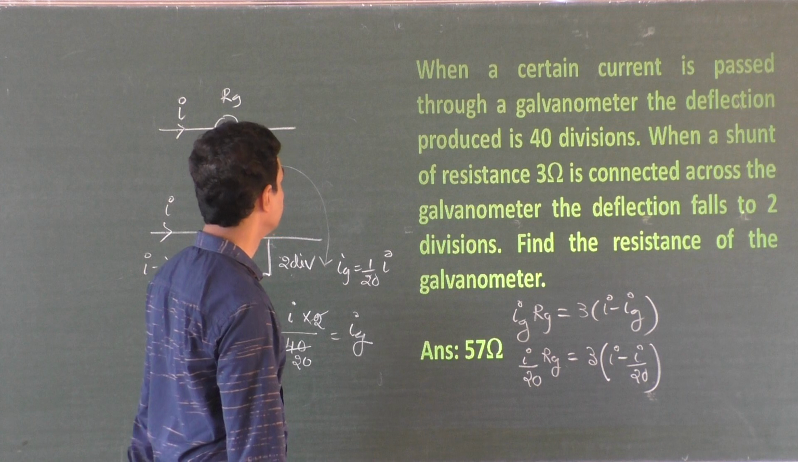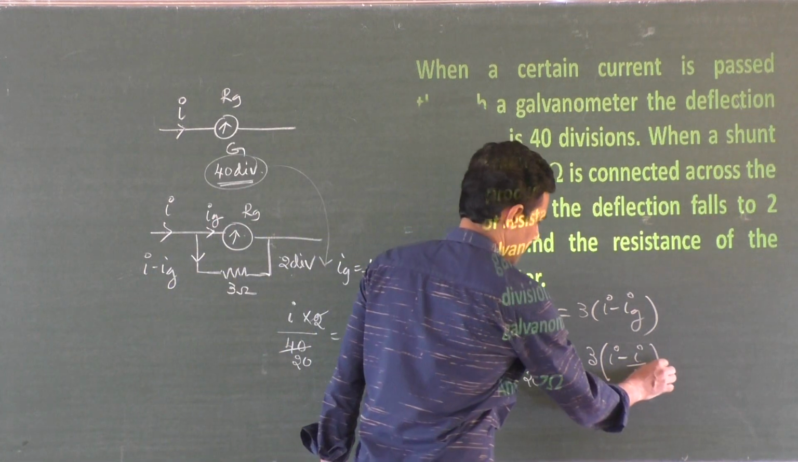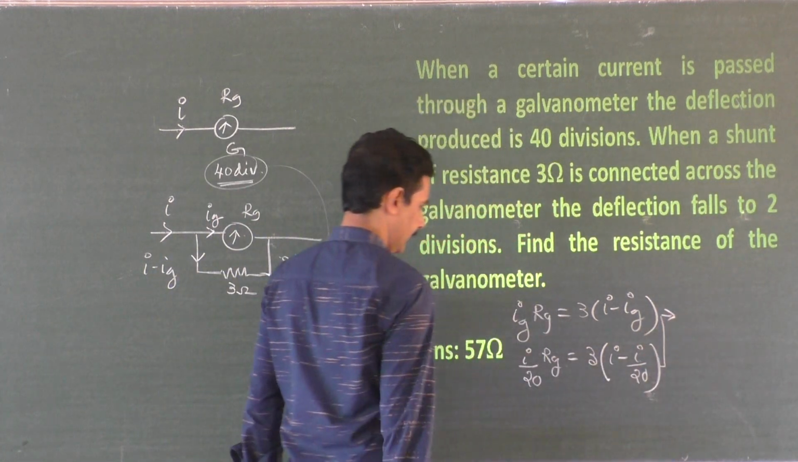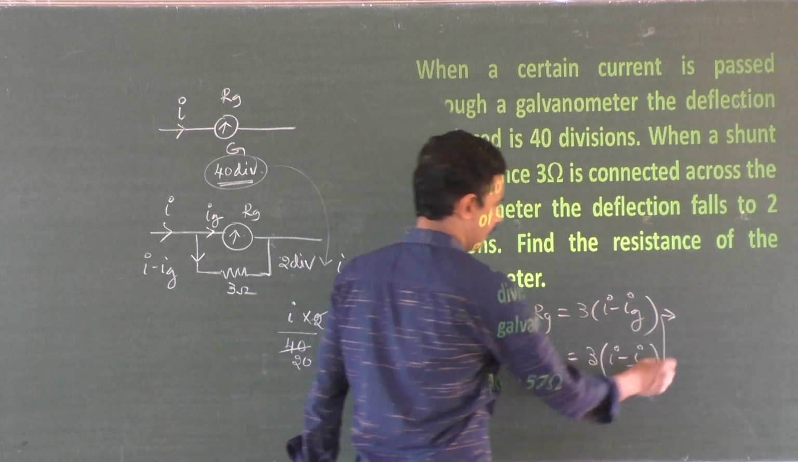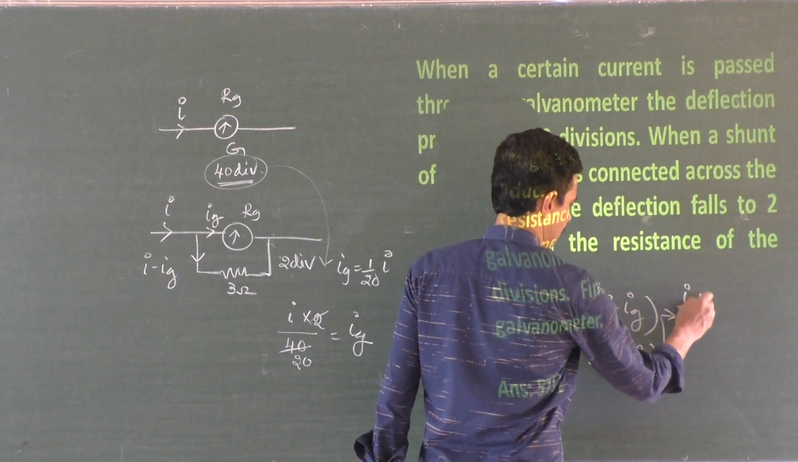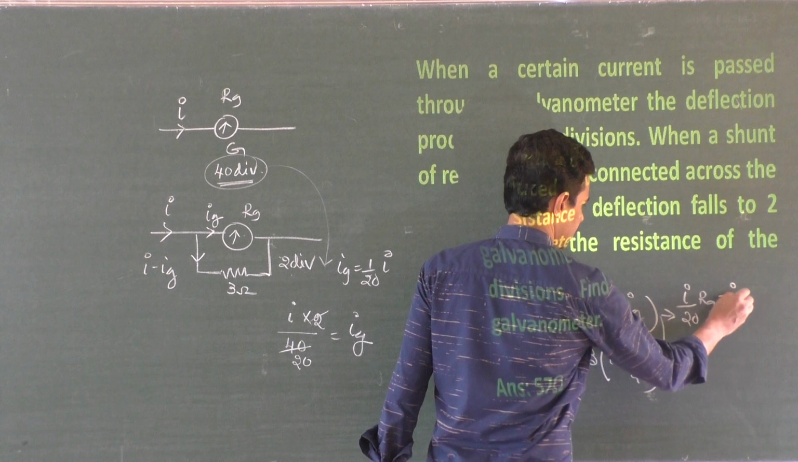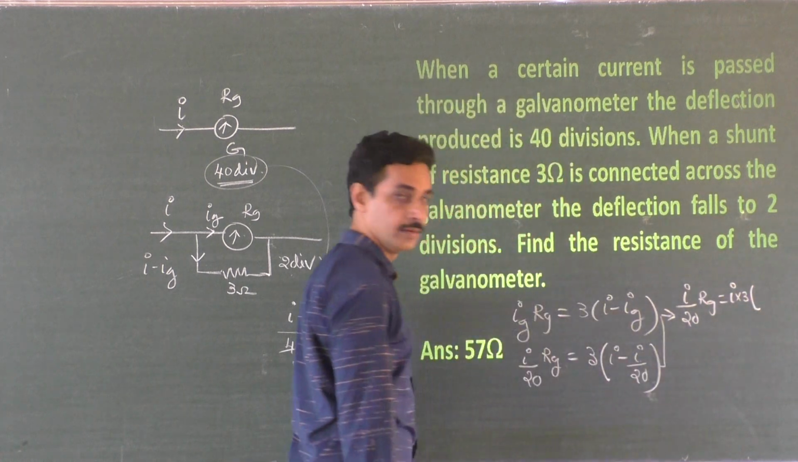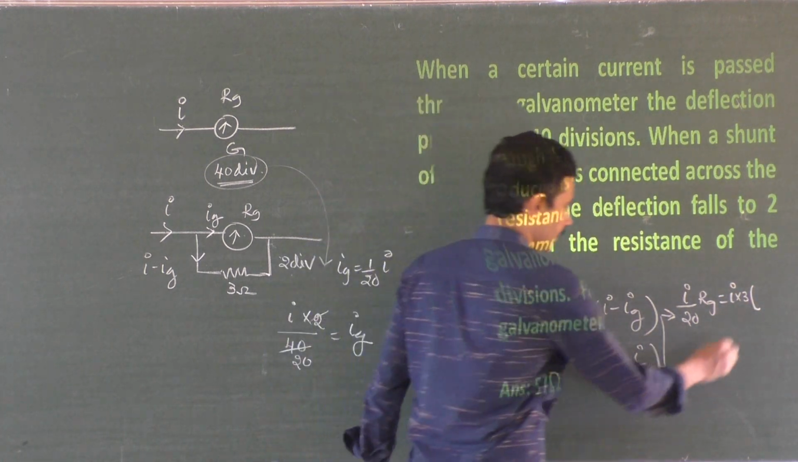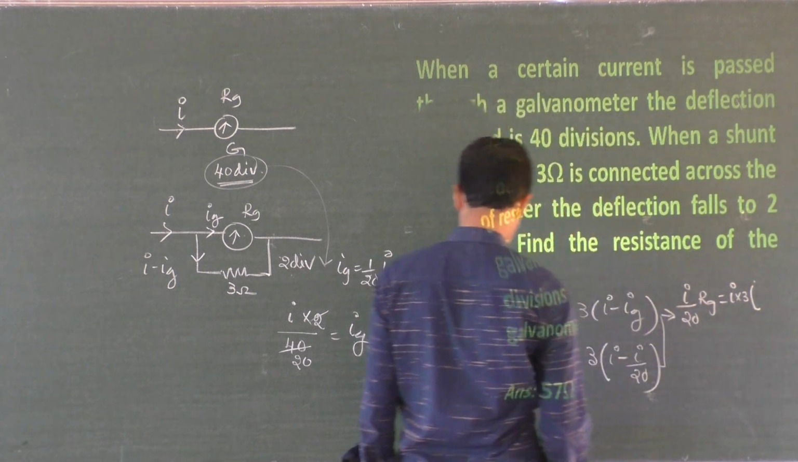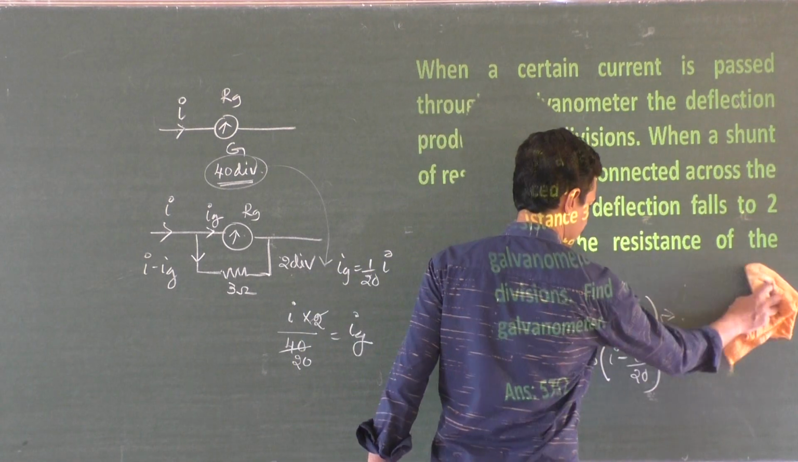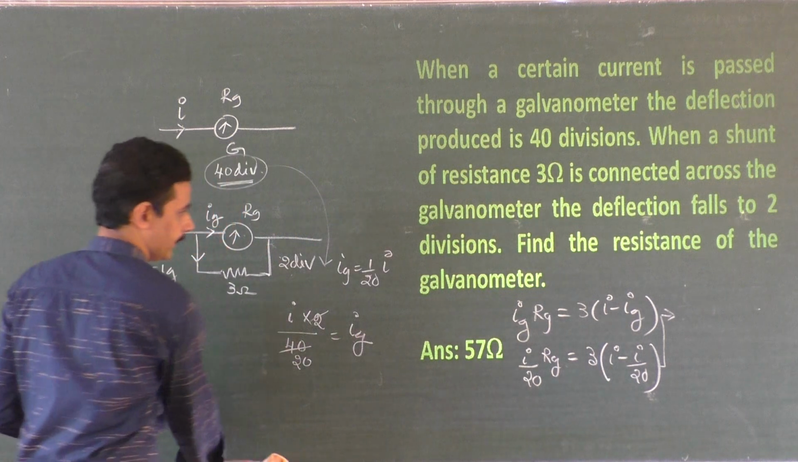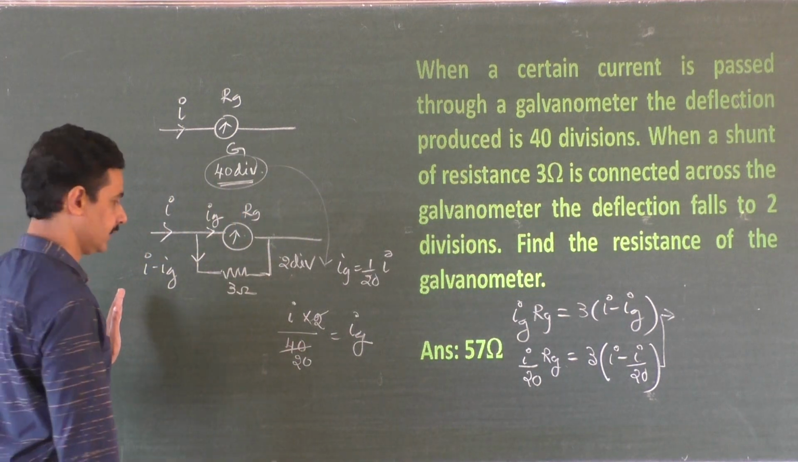Where should I write it now? Okay, I will write it here only. I by 20 into Rg must be equal to I into 3 into, hope you can see that, right? Okay, I doubt whether you can see it or not. I'll write it here. Here you can see it clearly.